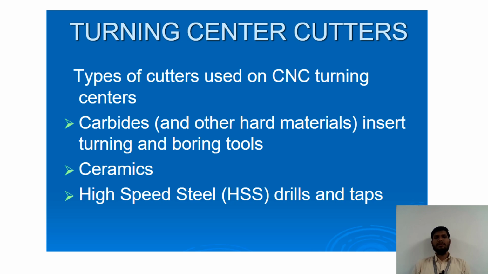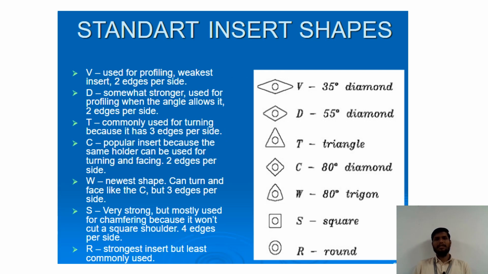Various types of cutters are used on CNC centers, like carbide insert turning and boring tools, ceramics, high-speed steel drills and so on. In a cutter, various inserts are used. The shapes of generally used inserts are as below.